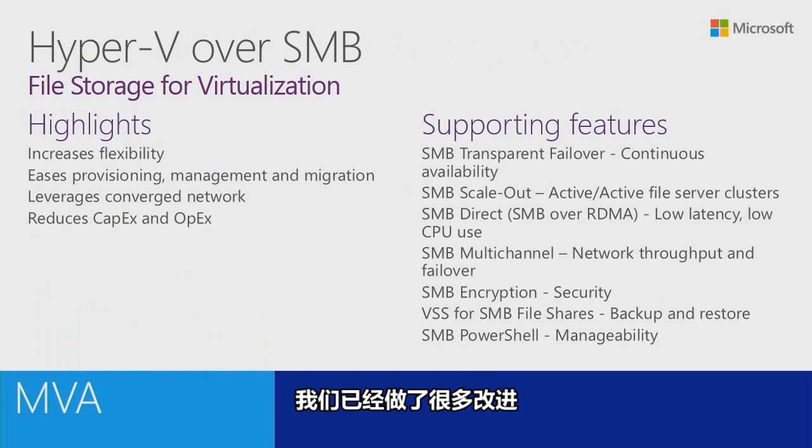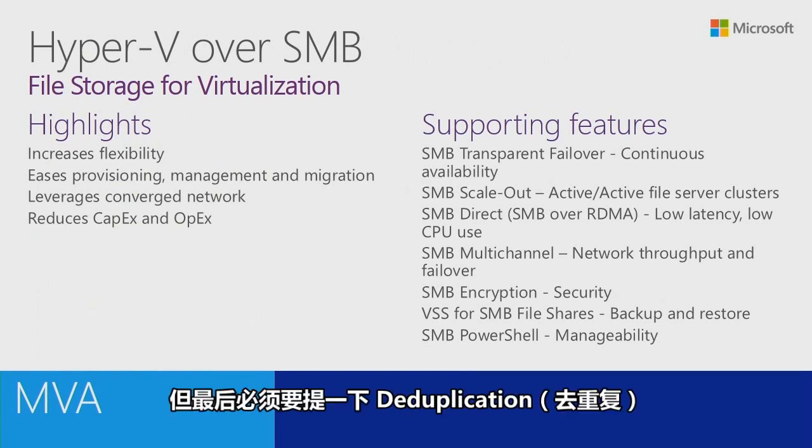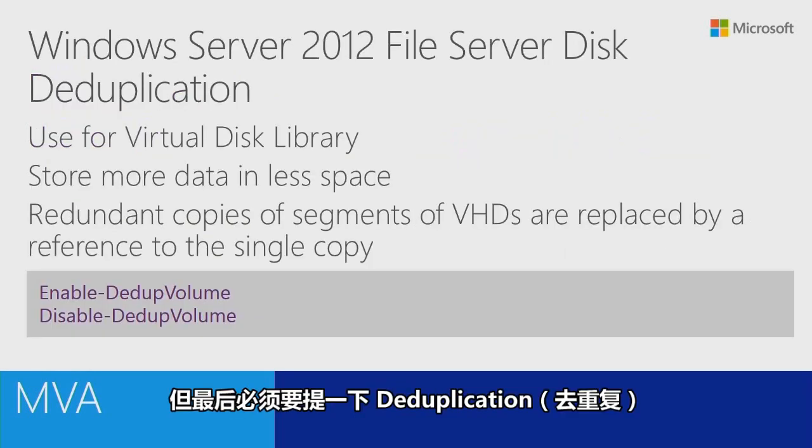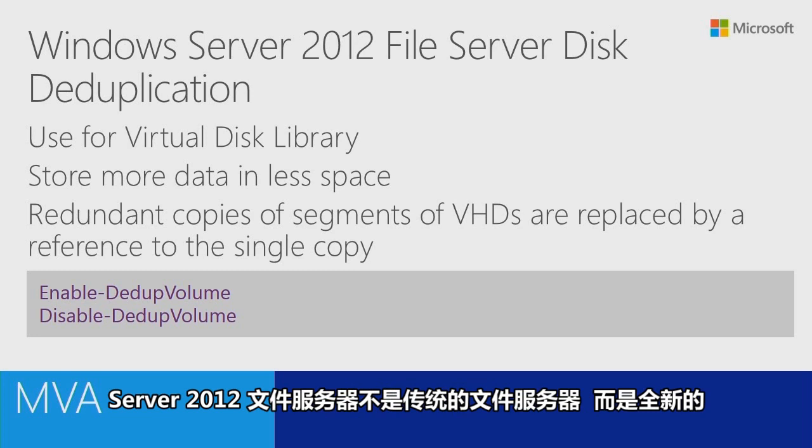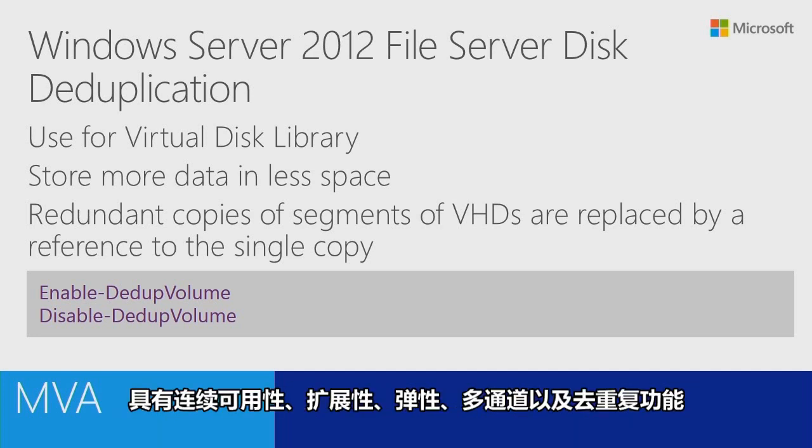Last thing I've got to point out, I know we're way over on time, but trust me, there's so much rich goodness here. I cannot miss this one: deduplication. Here's something that I think has floored a lot of people. Like I said before, the Server 2012 file server is not your grandfather's file server. This thing is a fire-breathing dragon, okay? Continuously available, scale out, resiliency, multichannel. Well, guess what? It also includes deduplication.